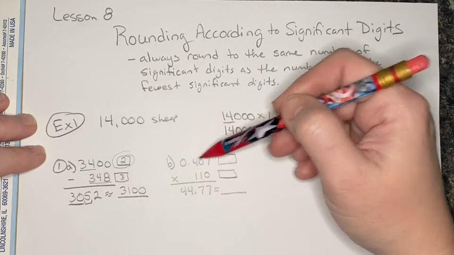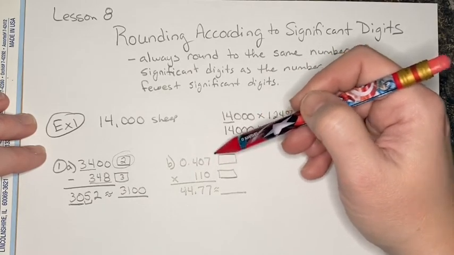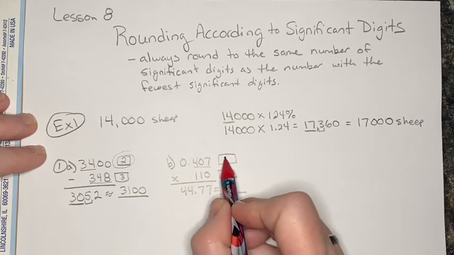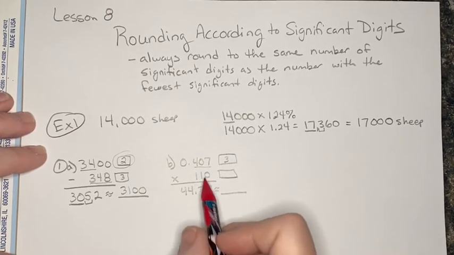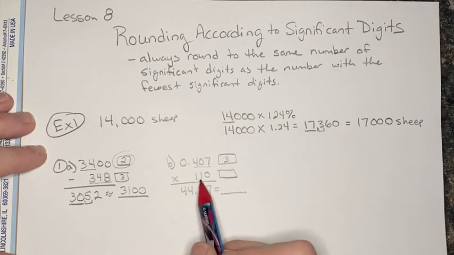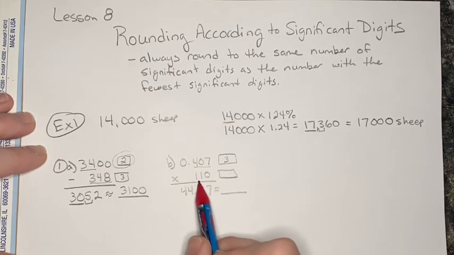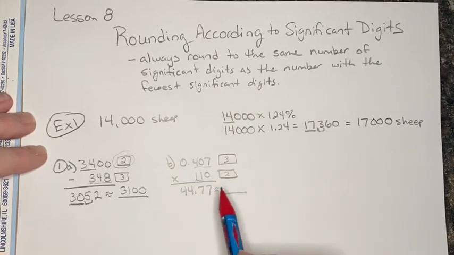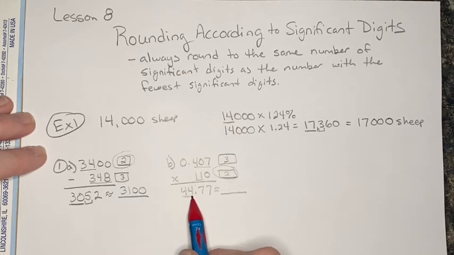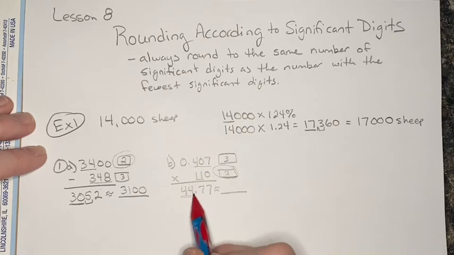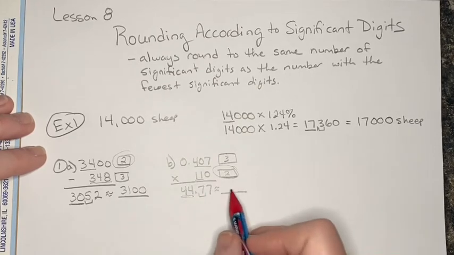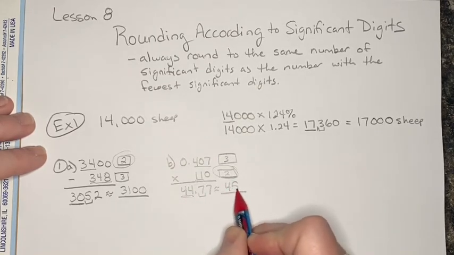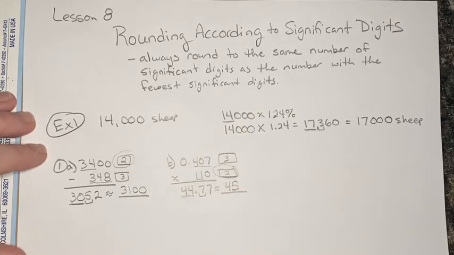There are no zeros before the 4. There are no zeros after the 7, so we have a total of 3 significant digits. If we look at our 110, just like over here, we have a 0 on the right, but no decimal. That tells us that we only have 2 significant digits. Therefore, our answer should only have 2 significant digits because it's the smallest number. So here are our 2 significant digits. We're rounding our 4 based on our 7, and that tells us that our approximate answer is 45.